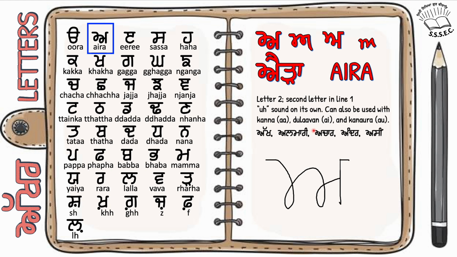Almari means cupboard or shelf. Achar is a kind of pickle, a type of Indian or South Asian pickle. Andar means inside. And last of all, asi. Asi means us or we.